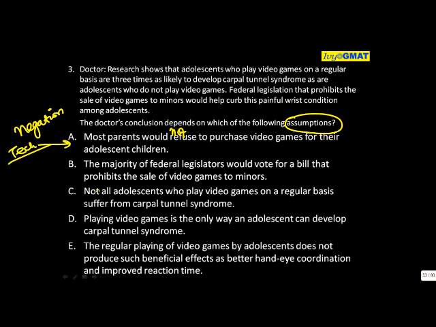D. Playing video games is the only way an adolescent can develop? No. D is wrong as per the passage itself. Is it wrong or right as per the passage? What is written? First thing, is this right as per the passage or wrong as per the passage? Is it written that people only with video games can get this disease, or there are other ways also? 3 times as likely. That means even others can get this disease.